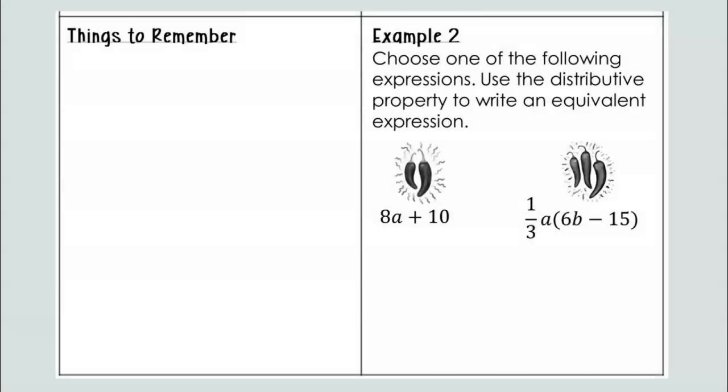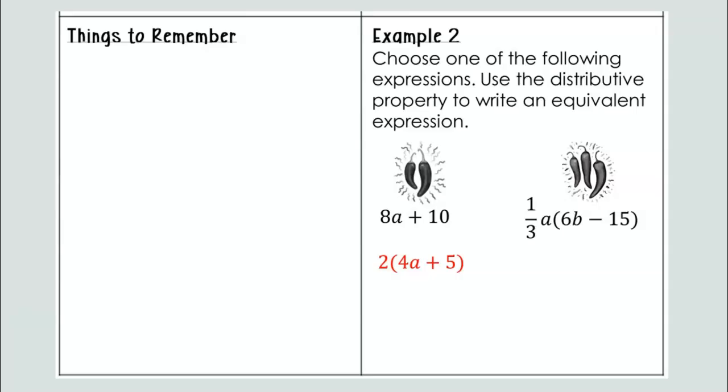Example 2. Choose one of the following expressions and use the distributive property to write an equivalent expression. So for 8a plus 10, 8 and 10 share a factor of 2, which means I can pull 2 out of both of those numbers. 8 divided by 2 would leave 4. And 10 divided by 2 would leave 5. So 4a plus 5 stays in the parentheses, and the 2 comes outside of it.